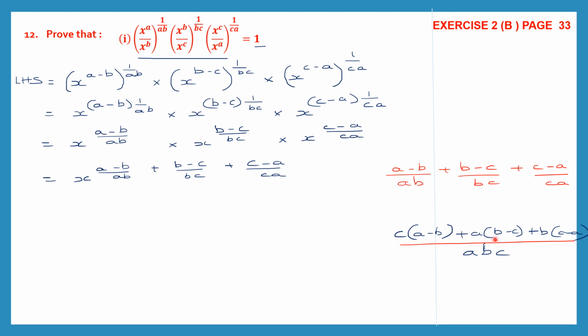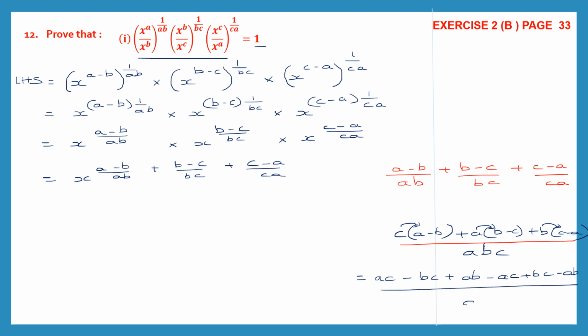Now we're going to work this out by multiplying c into (a minus b), a into (b minus c) and b into (c minus a). So this becomes c into a, which is ca or ac, minus c into b, which is cb or bc, plus, let's go to the next one, a into b is ab and a into minus c is minus ac. Next, b into c is bc and b into a is minus ab or ba, and in the denominator we have abc.